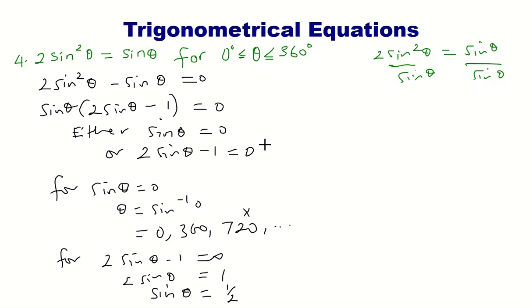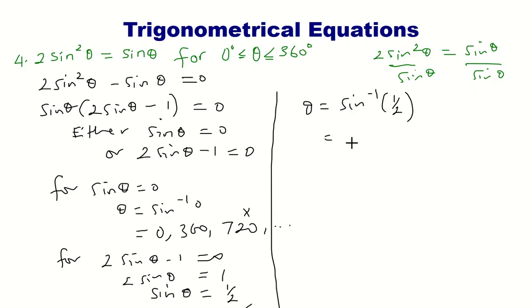If we have this, it means our theta is equal to sine inverse of 1 over 2. What is sine inverse of 1 over 2? We should know this as 30. If it is 30, we say there are values. There's another value of theta, the second value.